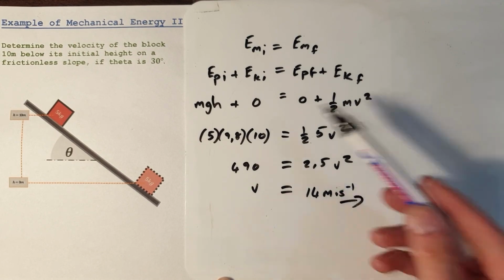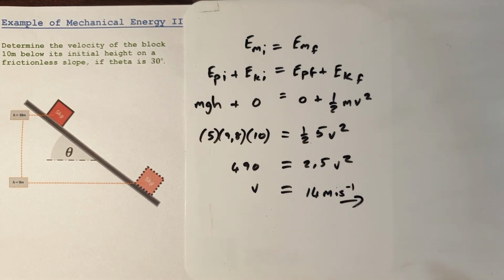Okay, so you can see that this is a lot simpler than doing the kinematic equations, whereas if we just have an object dropping, then using kinematics is easier than using energy.